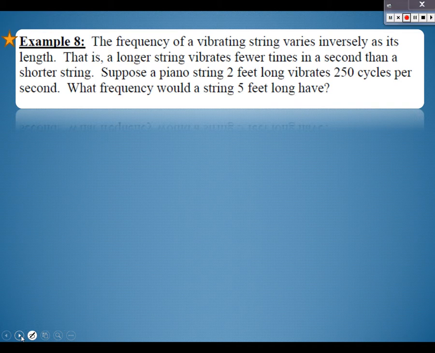Oh no, it is 100. You're right. Sorry. What are the units? 100 cycles per second, or 100 hertz.